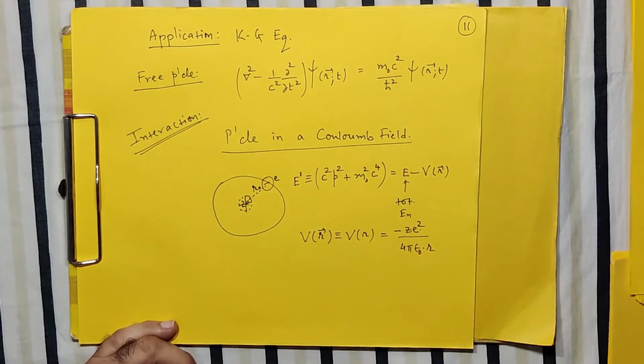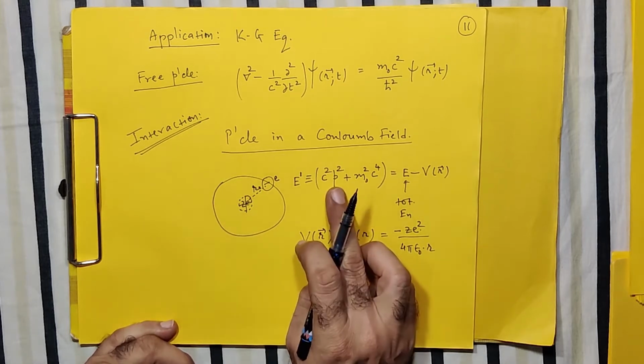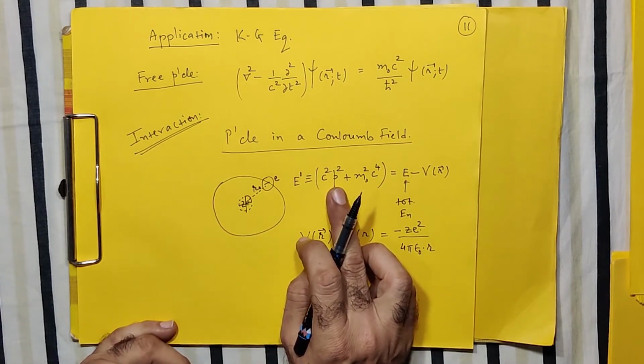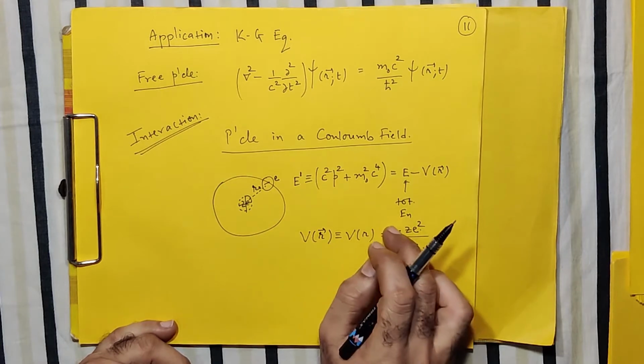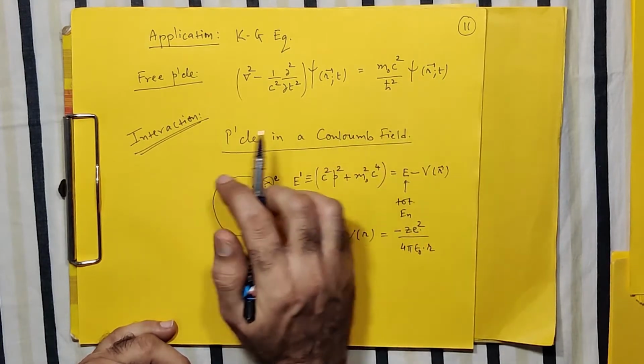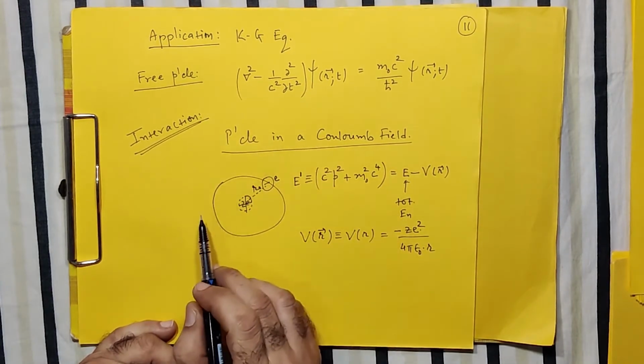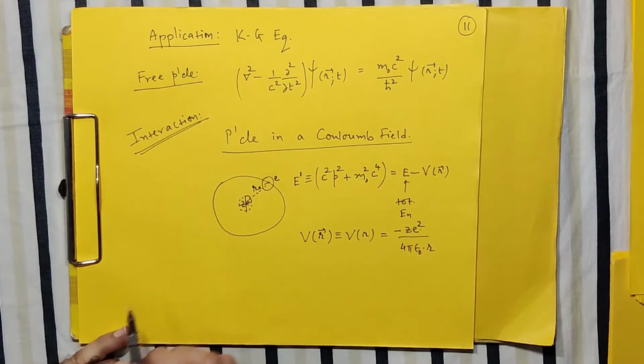So this negative sign indicates the attractive potential. So we have now V(r) ready, and the relativistic kinetic energy is there, so we can now write, similar to what we have written for the free particle, the KG equation for the interacting particle.